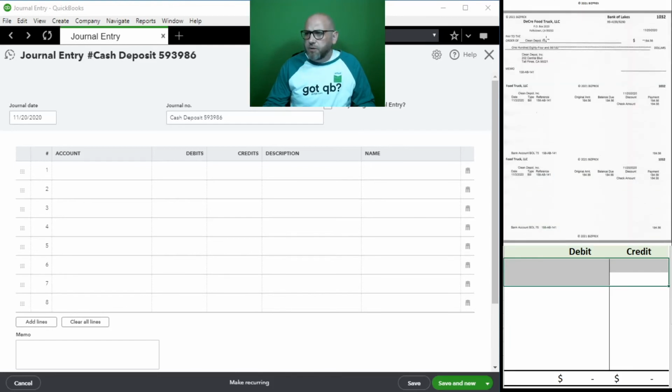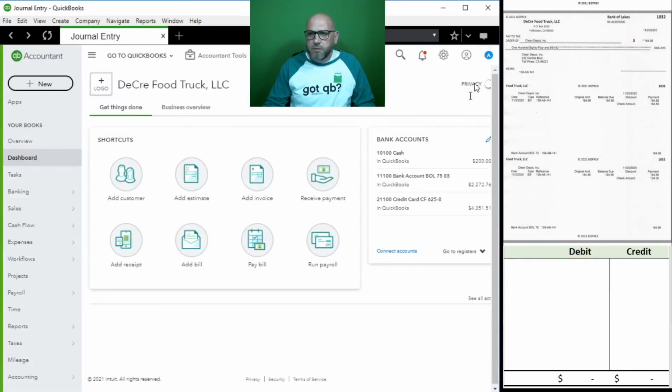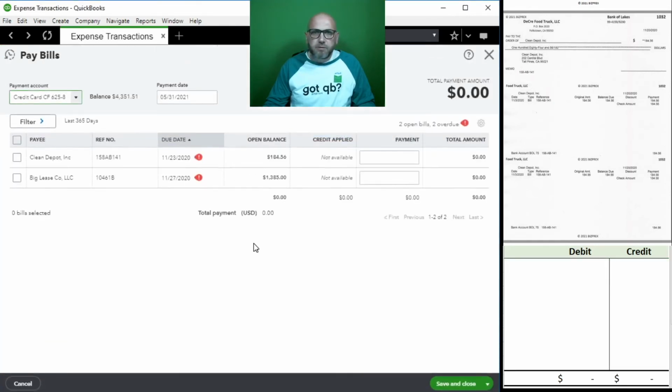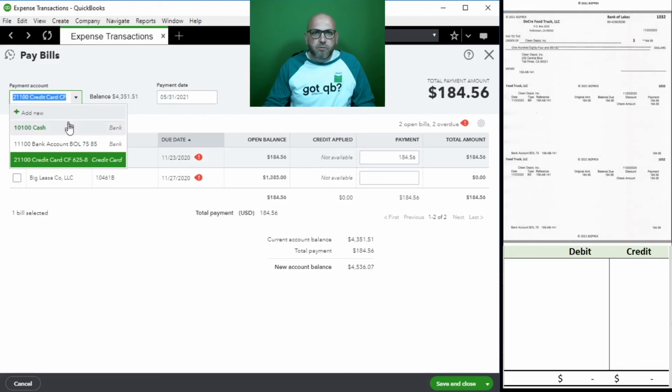Check is going to pay Clean Depot, right? So we're going to pay some bills. Pay bills. Alright, so here it is. Clean Depot, 184. Make sure we change this.